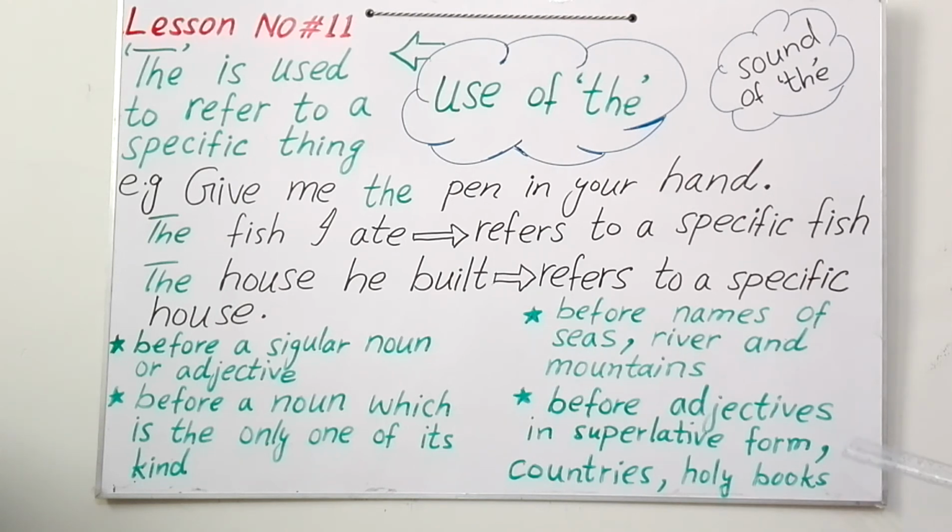Okay, other example: before adjectives in superlative form, countries, holy books. Wherever we see the superlative degree like the biggest, the cutest and the tallest, we say it with "the". Countries names, the Pakistan, the United States of America and other countries. Like holy books, whenever we are talking about holy books, we put "the": the Quran, the Bible and the other one.